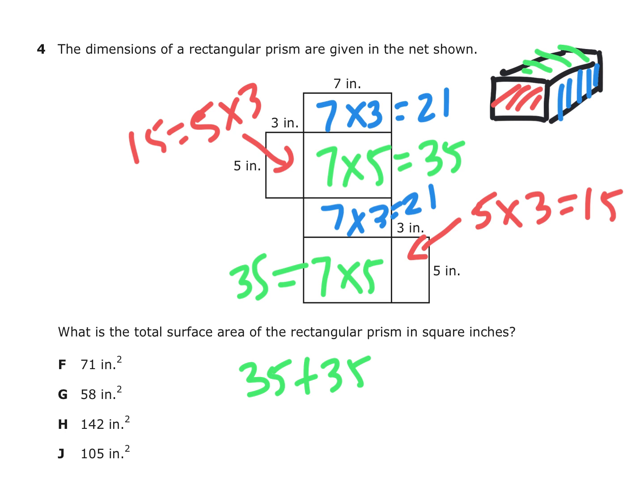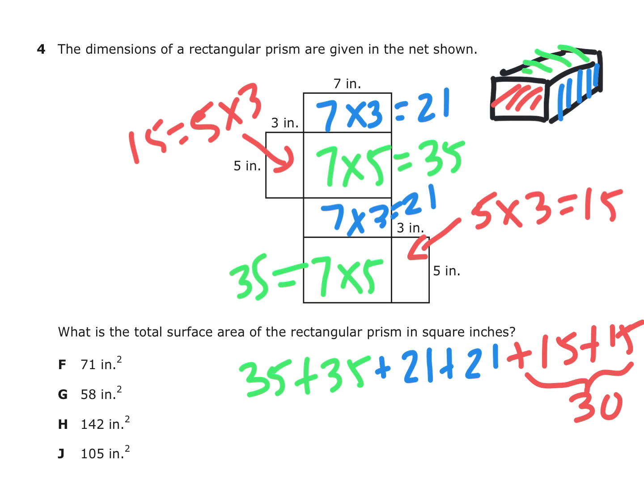And there are 2 21s. And then there are 2 15s. And so what do you get when you add these? 15 plus 15 is 30. And then for the blue sides, 21 plus 21, that's 42. And then for the green ones, 35 plus 35, that's 70. So now all we have to do is add 70 plus 42 plus 30.